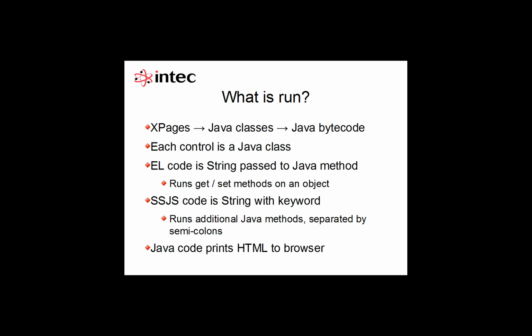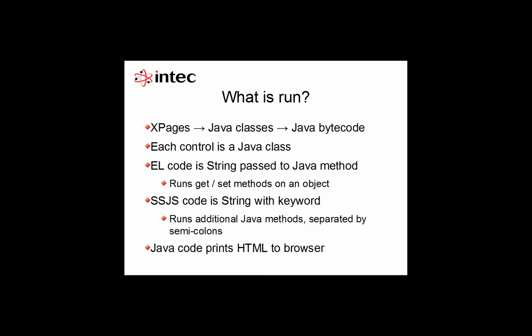But that's not what's actually run by the server. That gets compiled down to Java classes. And so each control is a Java class. Each of the properties is set by calling a Java method on that Java class. And so expression language code is a string that's then passed to the Java method that basically runs getters and setters to go and get a value from a document or set a value into a document.